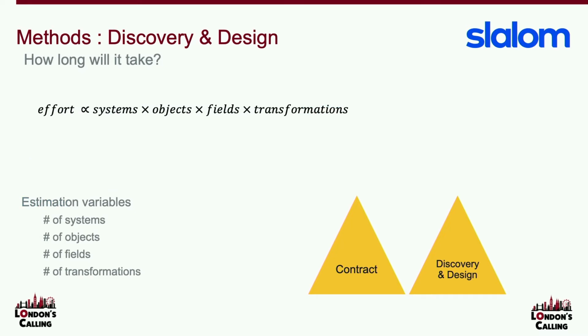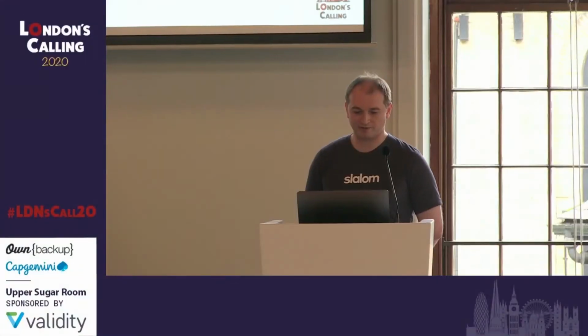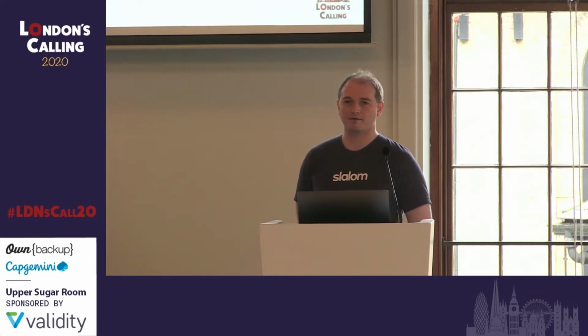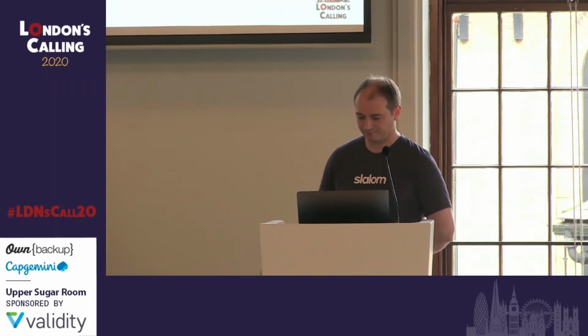Once you've got all that together, you can then start to look at the estimate for effort. And I would say that the length of time for your migration is proportional to the number of systems, the number of objects, the number of fields, and the number of transformations. I don't think I can go any more specific than that, because it's always the devil is in the detail. But if you've got more than 2 systems, things are going to get very complicated.